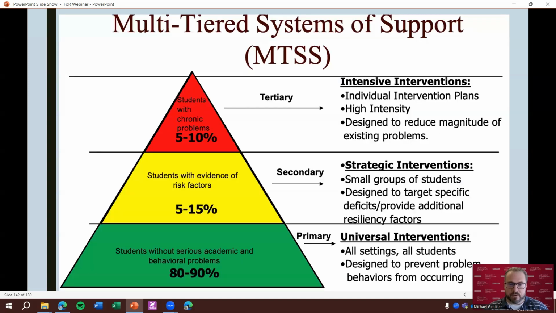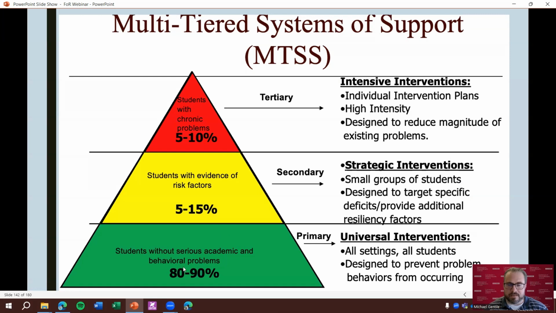So I'm going to give you some bang for your buck and start with talking about multi-tiered systems of support. This is something you may have seen before. Multi-tiered systems of support is a way to organize how resources are delivered to students. I'm going to start here. This triangle down here, we call this Tier 1.